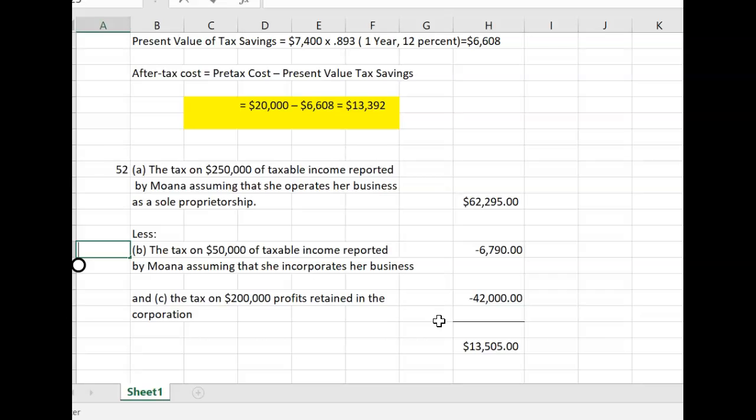How much should be left in the corporation? Well, here's the scenario. Following the directions, you would go to Appendix D and look at the tax brackets for a single person. So if all of her income, $250,000, was taxed as a single person, and you followed the calculation on the tax rate schedules, her total tax would be $62,295.